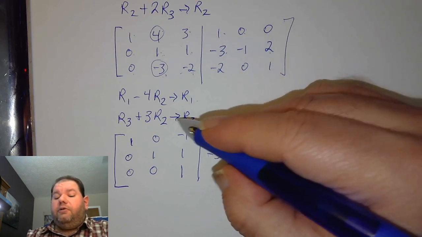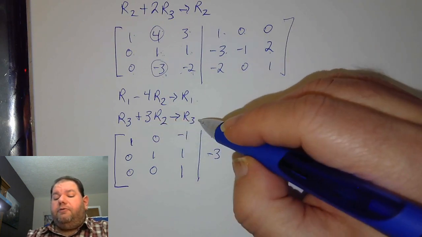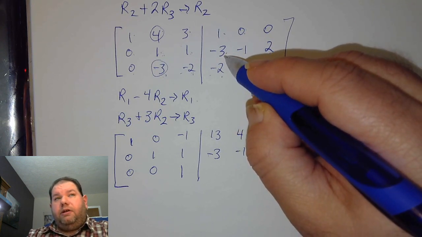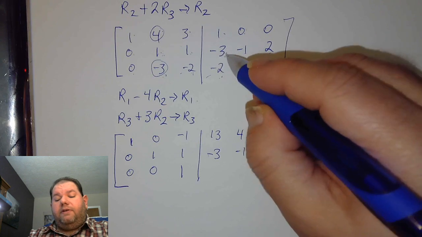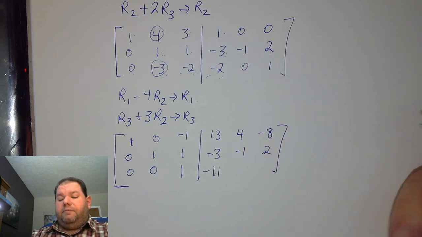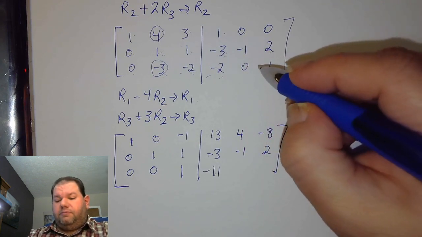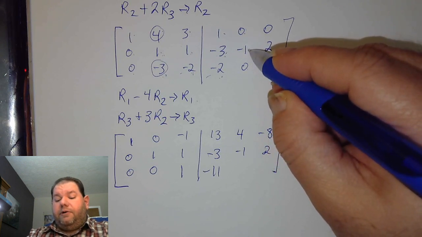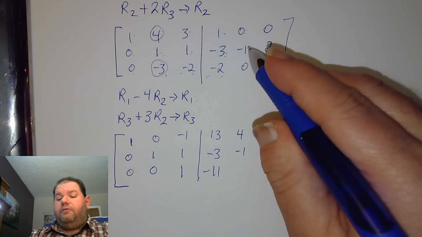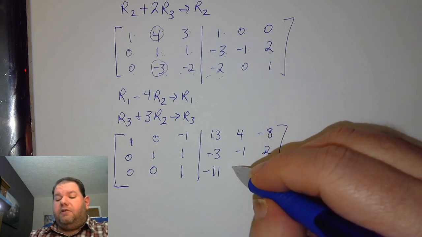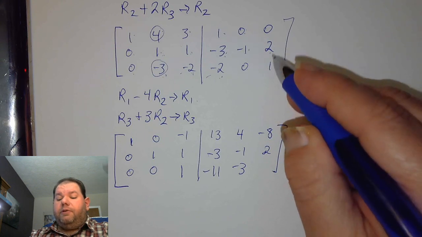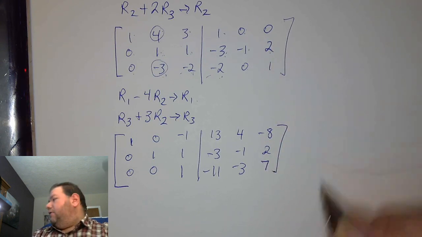Okay, continuing. R3 plus 3 times row 2. Negative 2 plus 3 times negative 3. So negative 2 minus 9 is negative 11. 0 plus 3 times negative 1. 0 minus 3, negative 3. 1 plus 3 times 2. 1 plus 6 gives us 7.